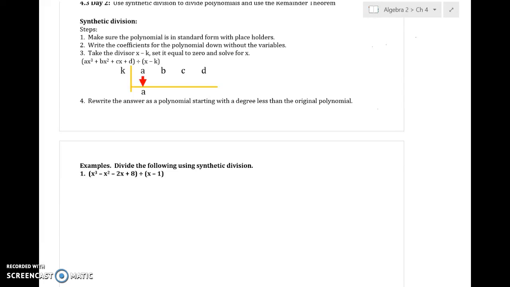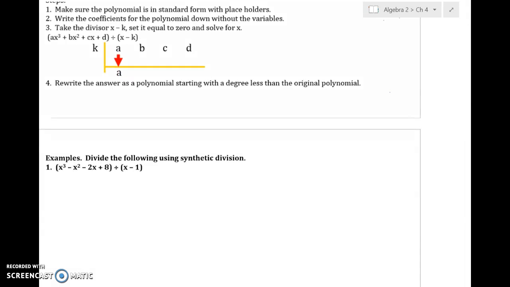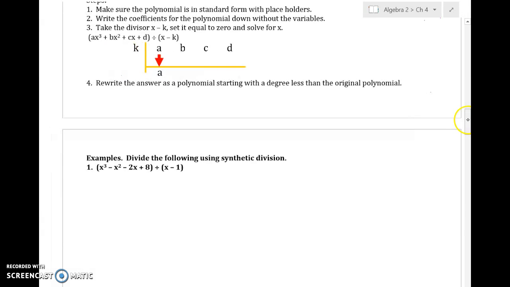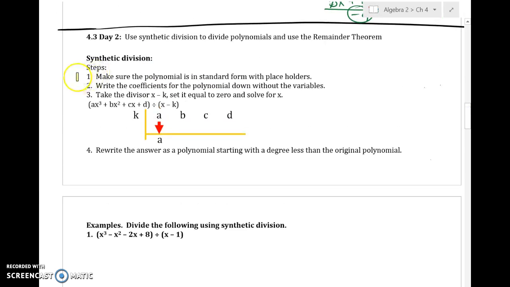Today we are going to use synthetic division to divide polynomials. Some people refer to this as a shortcut for dividing polynomials. The first thing that you need to know is the whole placeholder thing, like the ghost term that we talked about yesterday. Make sure the polynomial is in standard form with placeholders. Another term for those placeholders is the ghost terms.